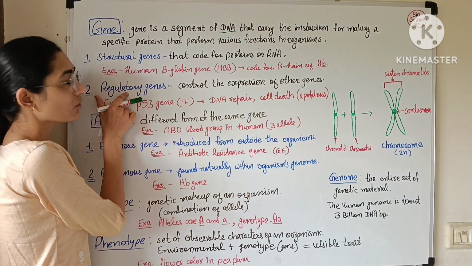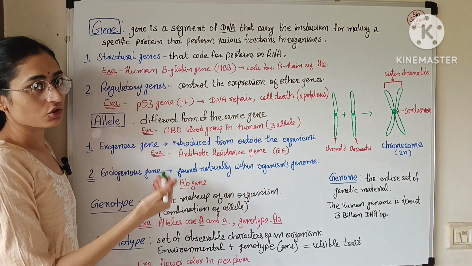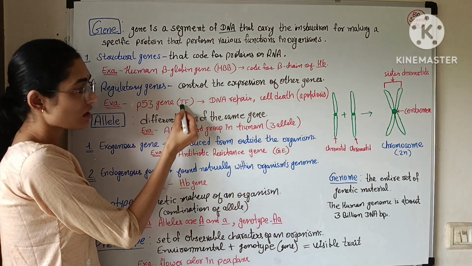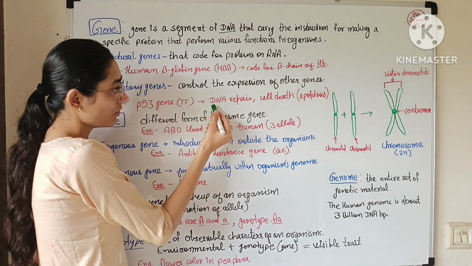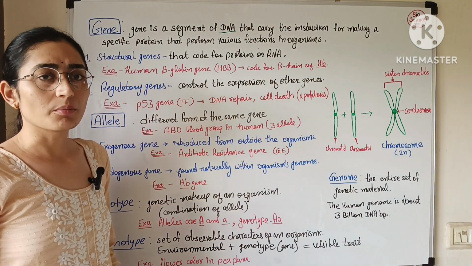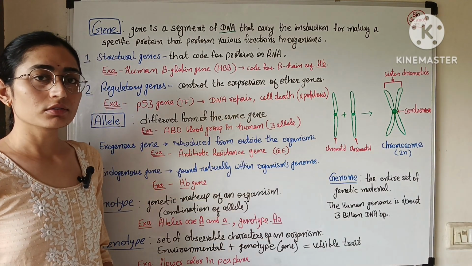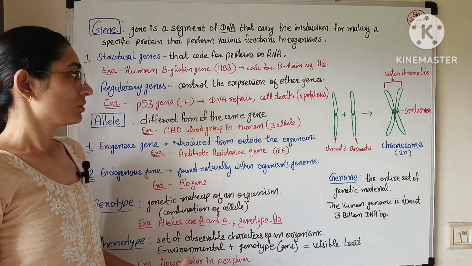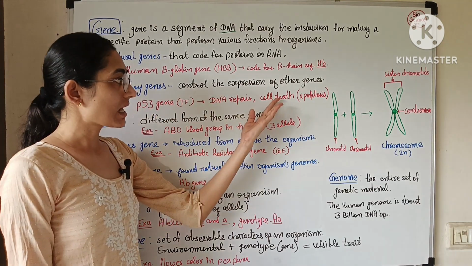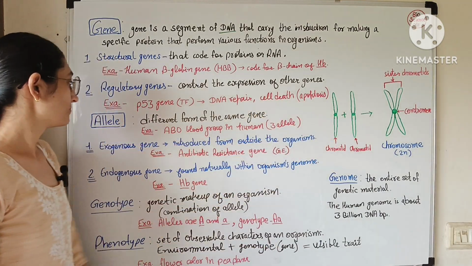As the name suggests, regulatory genes regulate the expression of other genes. For example, P53 gene acts as a transcription factor which is involved in DNA repair. Like if there is something wrong or there is damage in cells, so P53 gene is activated and involved in cell death or apoptosis.